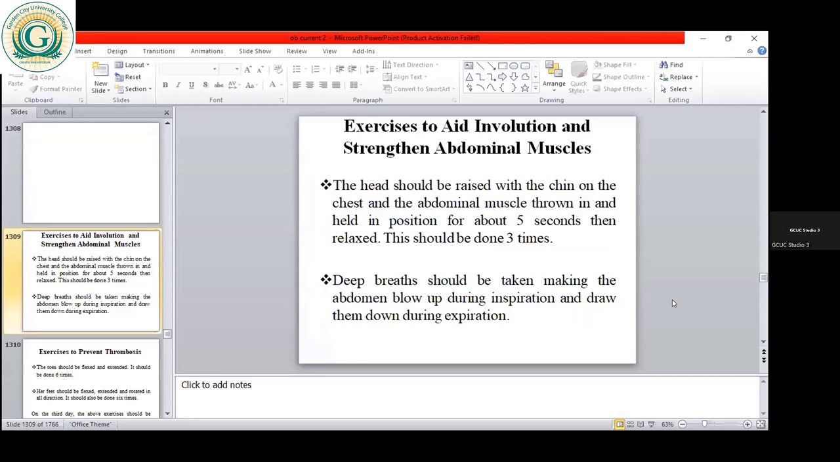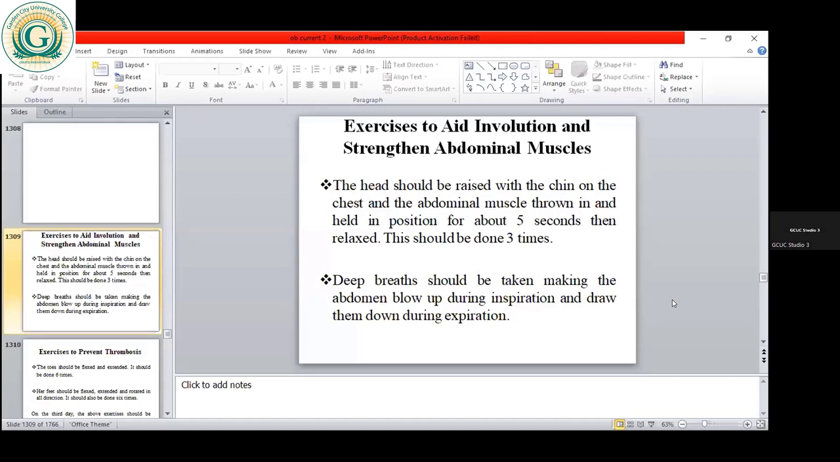So to strengthen abdominal muscles, this is what we do: the head of the mother is raised while she's lying. You raise her head with the chin on the chest, and the abdominal muscles are drawn in and held in that position. When the woman is lying dorsally, she stretches her legs, the hands at her sides, and then raises her head alone to touch her chin to her chest. You see that the abdominal muscles become very hard. You do that for 5 seconds, 3 times. You are strengthening the abdominal muscles.